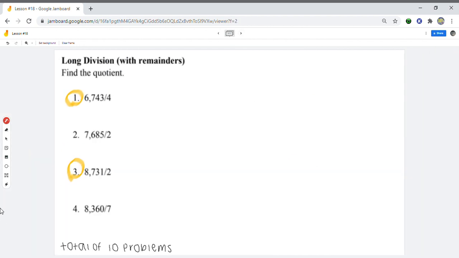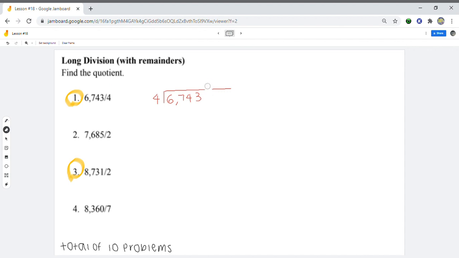Now for the next section, it's going to be long division, and we're going to have remainders to keep in mind, and we're going to find the quotient. So we're going to go over number 1 and number 3. To set this up, just like regular division, we just have to make this box. And we write 6,743 in here and 4 here. So the numerator goes inside this, and the 4, the denominator, goes on the outside.